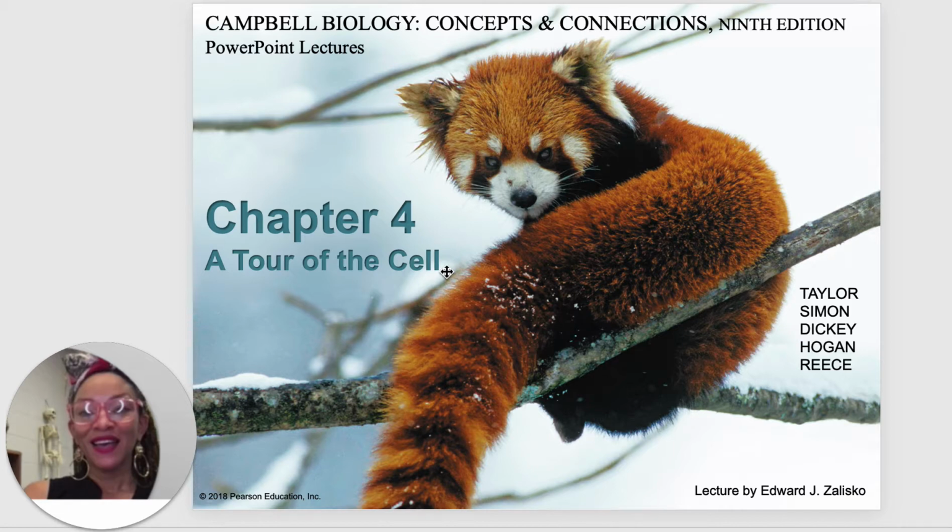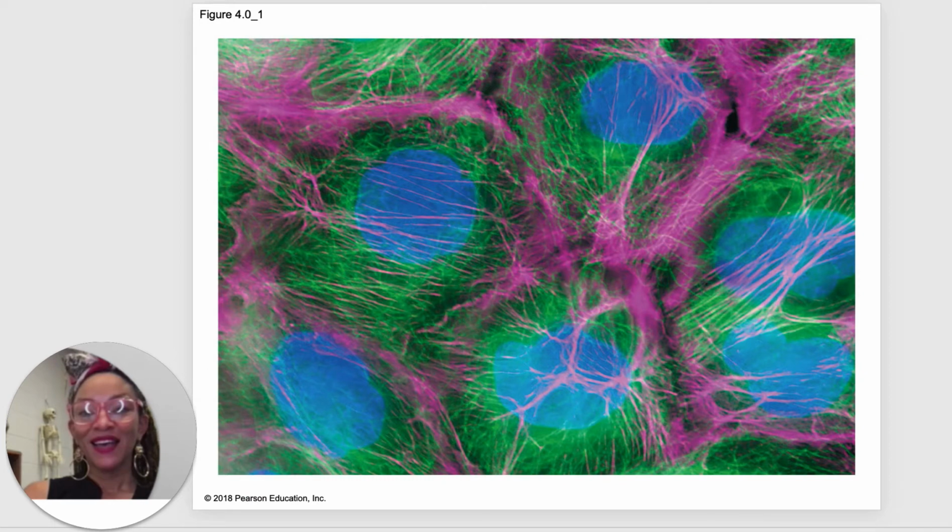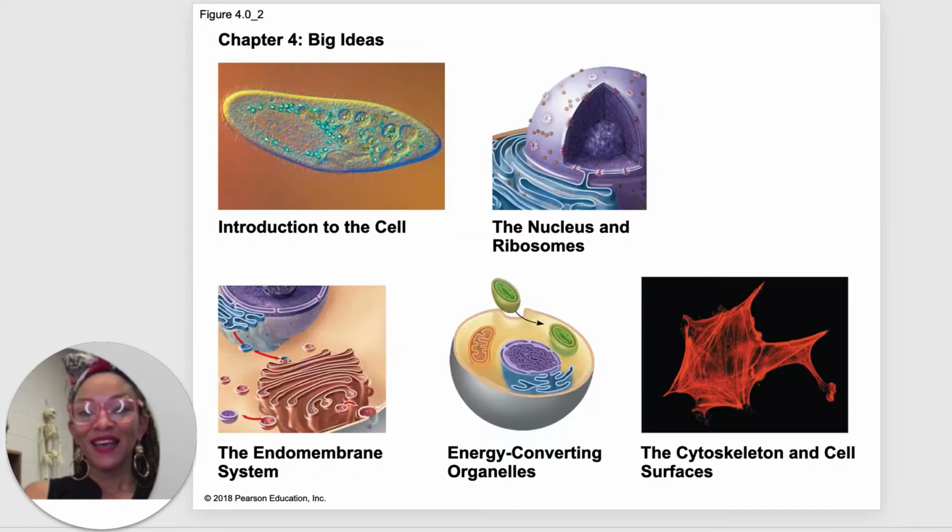So this is the tour of the cell, and we're going to talk about body cells, so human body cells, and also the types of things that you will find in plants. So plants have cells as well. So we're going to point out some of the similarities and then differences between plant and human cells.